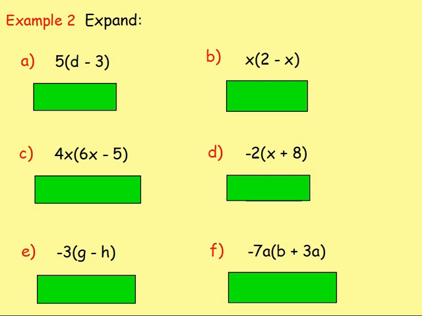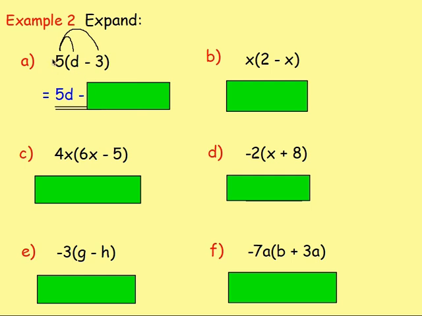This time there are negatives thrown in various places. Don't worry, it's dead easy. You will still be able to do it. With this one, you'd have 5 bracket d take away 3. So do 5 times d, and then 5 times negative 3. So 5 times d is 5d. And then you would have negative, because the 5 is a positive and the 3 is a negative. Positive times negative gives you a negative. And 5 times 3 is 15. So you can imagine that as just 5d take away 15.